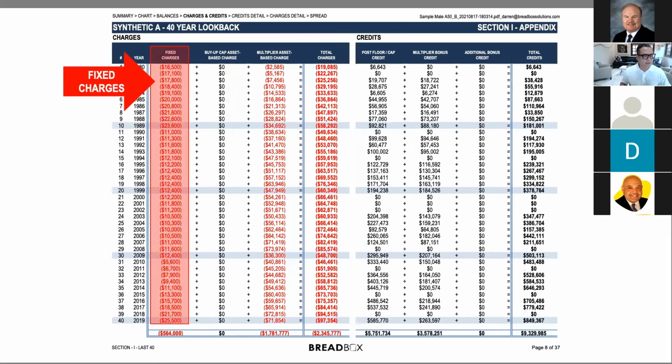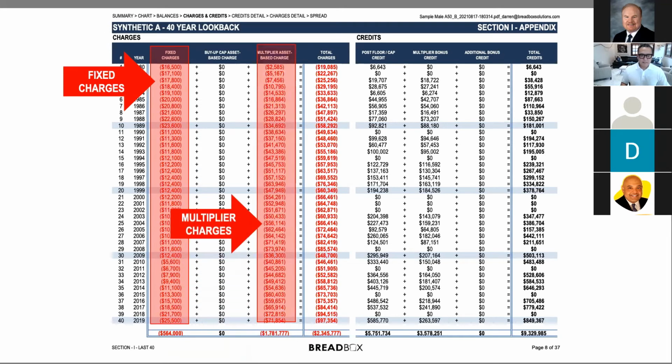This is the charges and credits page. And we do this for the most recent 40-year period, the best 40-year period, the median 40-year period, and the worst 40-year period. We have all this data to back up all the numbers. This is the most recent 40-year period. And if you look at the total charges and compare them to the multiplier charges, as the years go by towards the end, you say, geez, those multiplier charges are expensive compared to the standard charges, right? Well, the question becomes, is it worth it?